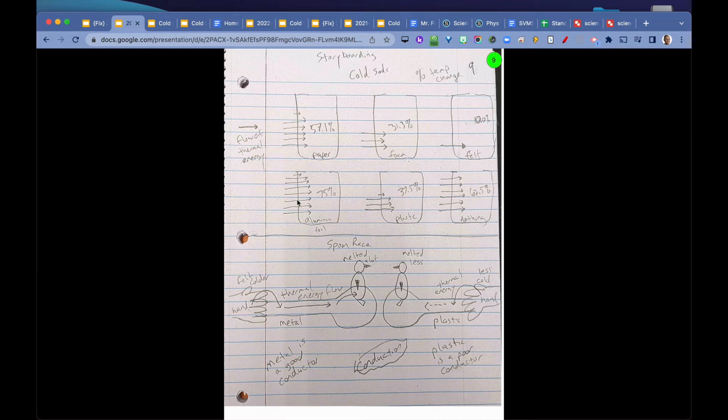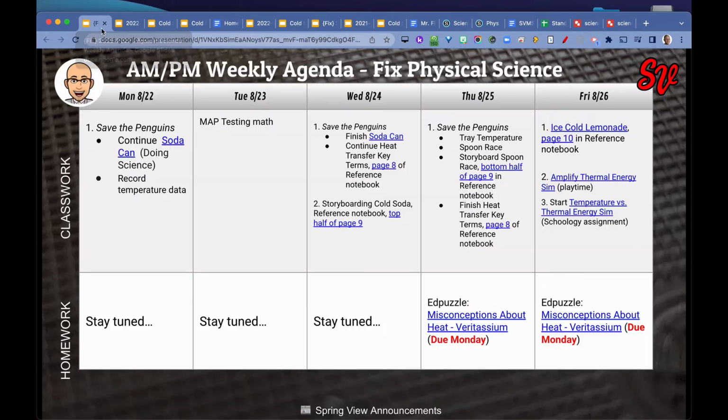So the more arrows there are, the greater the amount of thermal energy that was flowing into the can from outside, because the higher temperature area was the outside, and inside was the lower temperature area. So heat, one of our key terms, is that thermal energy moves from the area of higher temperature to an area of lower temperature. So that was storyboarding on the top half of page 9.